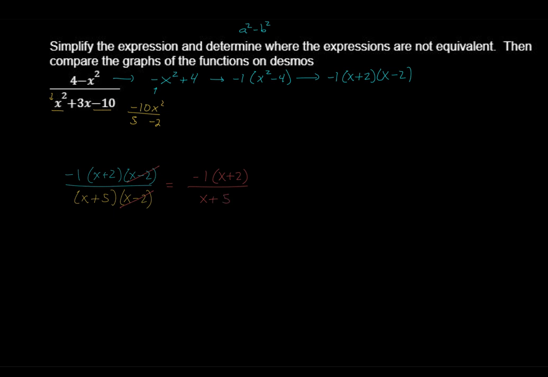You can also write this as negative 1x minus 2 over x plus 5, where you distribute the negative 1 back through. However, most teachers would accept either version as the simplified product. So I usually leave it as this.